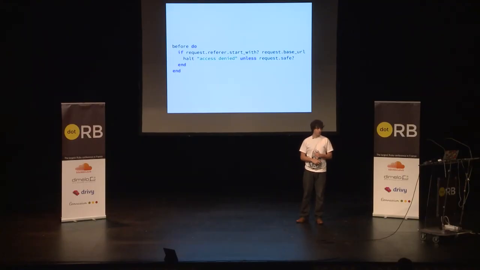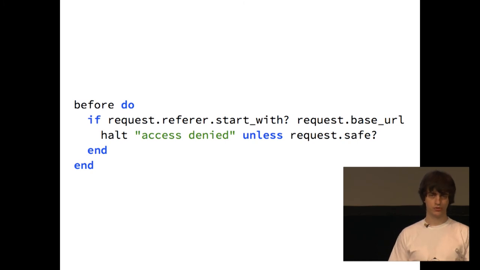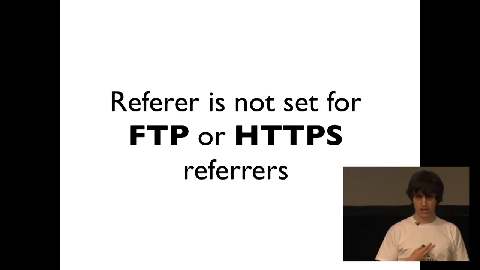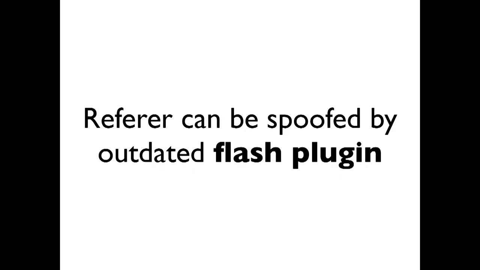And then in this example code that's in Sinatra, we could just check if the referrer starts with our current base URL, which is the origin. It's the schema, the host, and the port if it's a non-standard port. And we're happy, problem solved, or so we think. The problem is, FTP and HTTPS do not trigger a referrer header, because the assumption is that it could include confidential data. And moreover, if the user has an outdated Flash plugin installed, that can just set an arbitrary referrer header, so we cannot trust it.